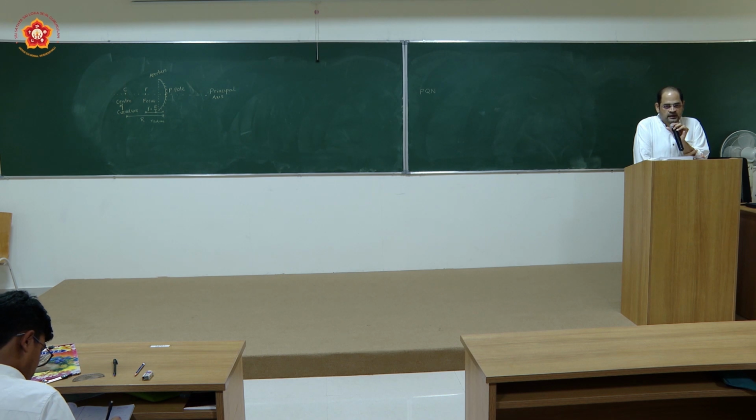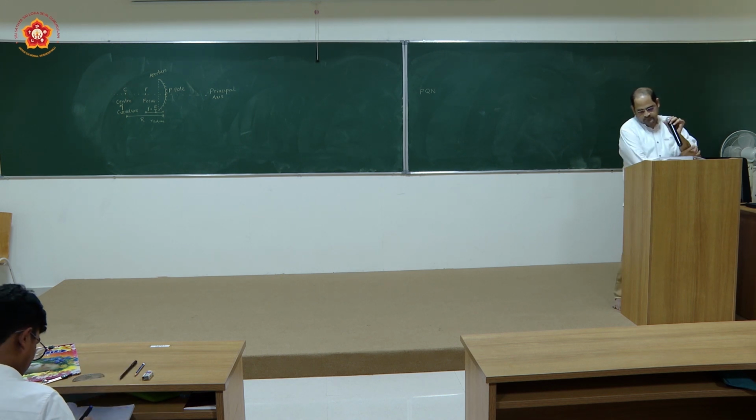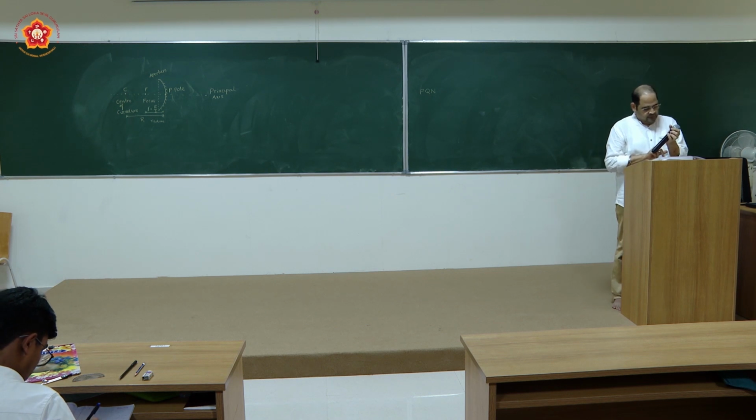The distances above the principal axis are taken to be positive, while below it negative.